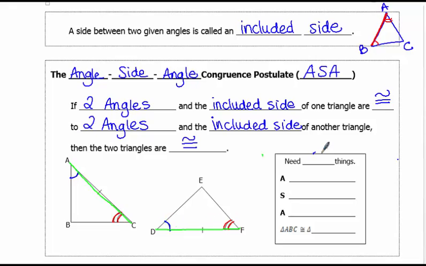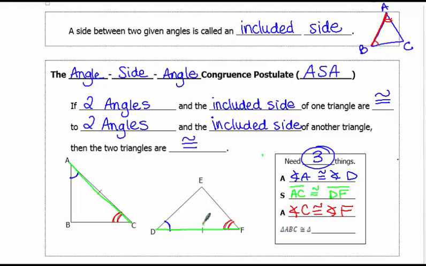So let's see, how many things are we looking for? Same as always, there's always three things that we have to show. In this case, we need to show two sets of congruent angles with the included side in between. So let's see, our blue angles over here, angle A and angle D, and then we're going to need angle C and angle F. That's our second congruent angles.